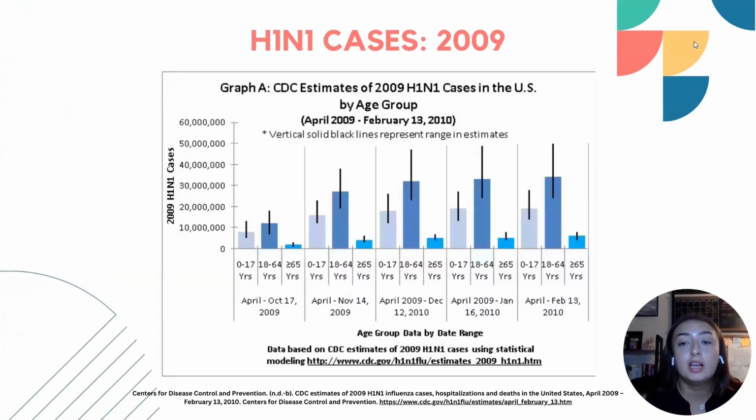H1N1 cases. This graph shows the cumulative estimate of the 2009 H1N1 cases by age group. Over the course of the year, the age group 18 to 64 years had consistently the greatest number of cases for H1N1. Because of the wide range for this age group, it holds the most pregnant women and those with underlying medical conditions, resulting in it being the most impacted age group.